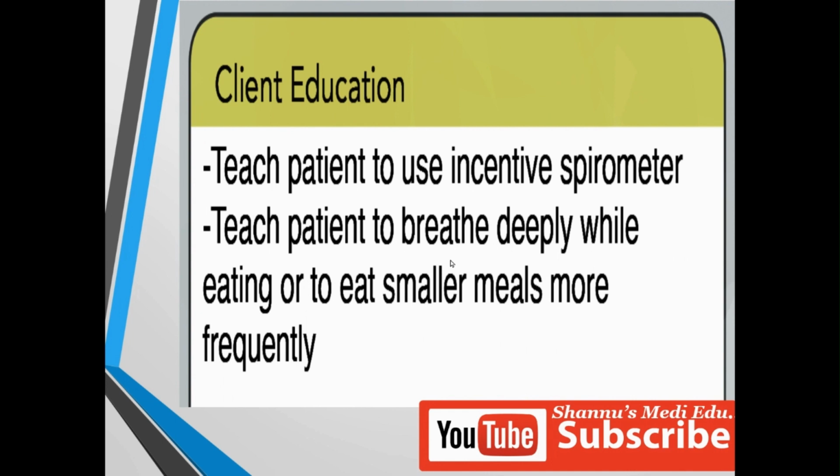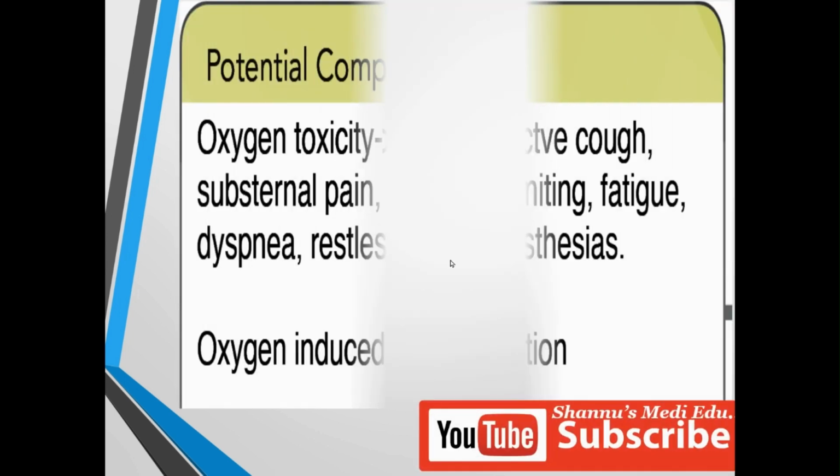And teach the patient to breathe deeply while eating, and to eat small meals more frequently. A hypoxia patient may have a low oxygen level in the body, so when he is taking food he may aspirate. So encourage the patient to take deep breaths while eating, so that he does not go into hypoxia again. This is a very useful technique for the patient and the nurse also.